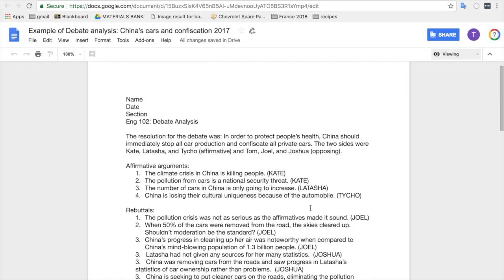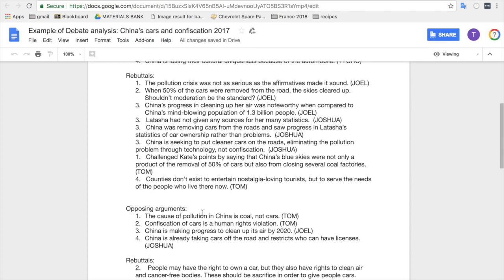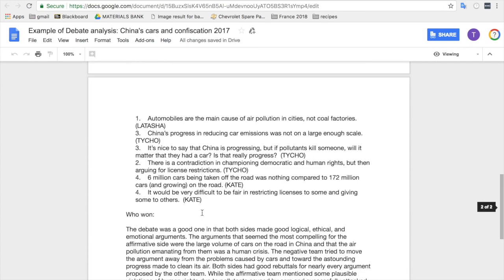So this is an example of a debate analysis here. You've got space for your name, date, and section at the top, and then something like English 102 debate analysis. Now, there are 3 parts to this. There's the first paragraph, there are the arguments and rebuttals, and then there's the analysis at the end.